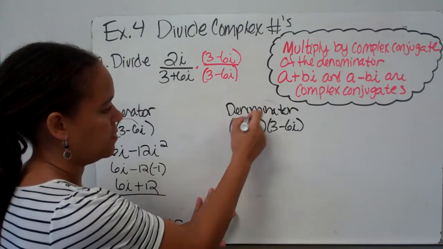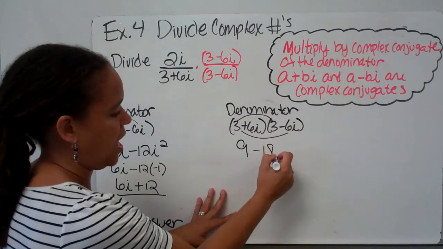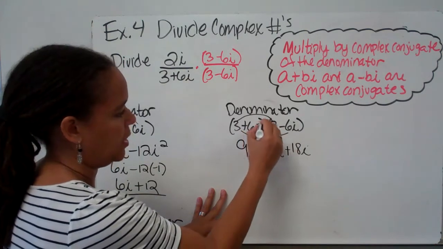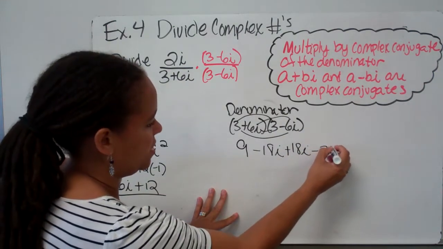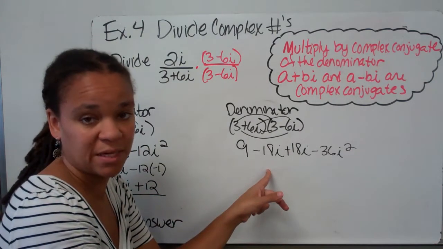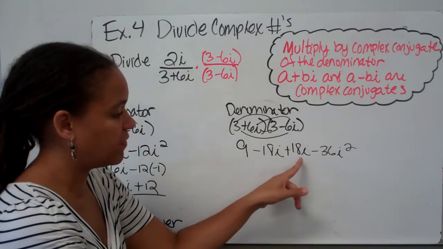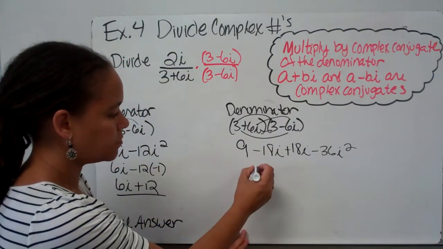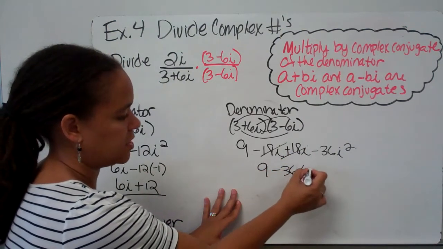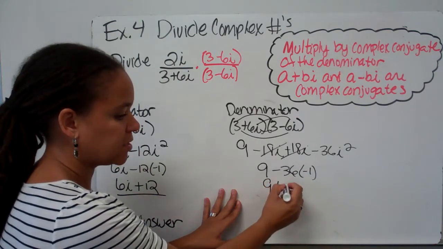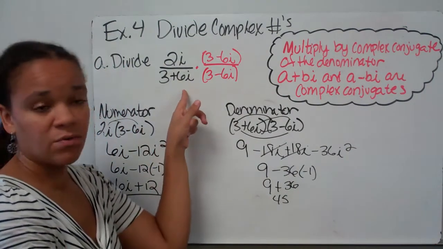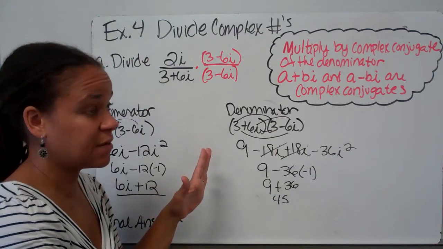So first, outside, inside, last. So 9 minus 18i inside plus 18i and last minus 36i squared. Notice these go away. This is the reason why we use the complex conjugate. It will happen every single time. So now we've gotten rid of the i. So these cancel out, and I'm left with 9 minus 36 times negative 1, or 9 plus 36, which is going to be 45.